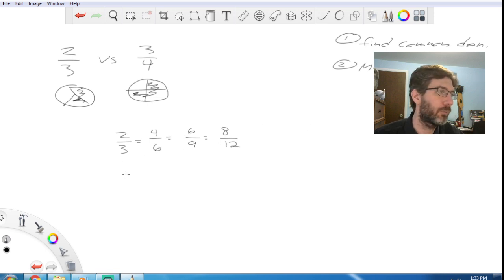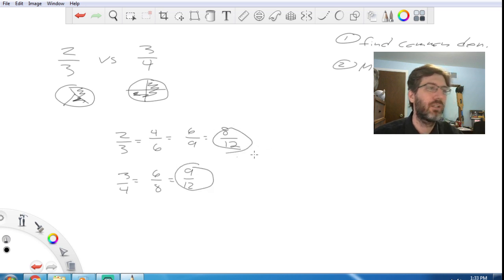And then table 2 would be, hey, we can do 3/4 the same way. Multiply each by 1, you get the same thing. Multiply each by 2, you get 6/8. Multiply each of these by 3, you get 9/12. And then you stop there because, hey, we have a common denominator. And we know 9 is bigger than 8. So we go with 3/4 is bigger.